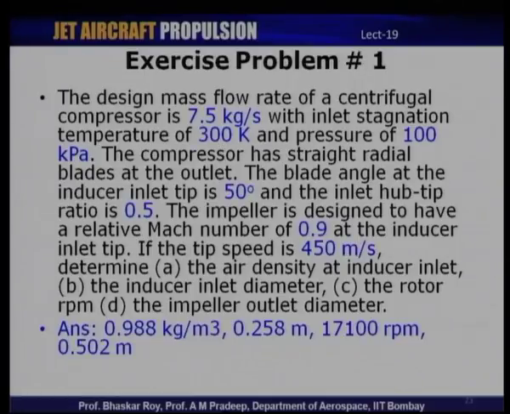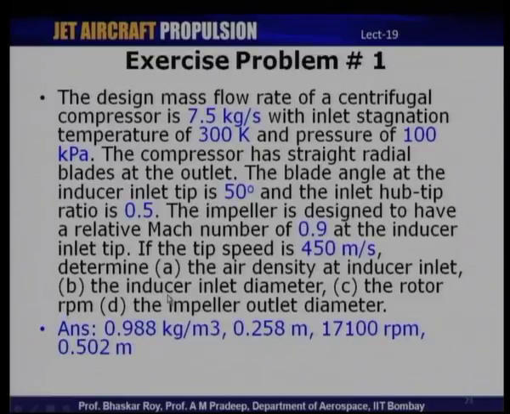The compressor has straight radial blades at the outlet. The blade angle at the inducer inlet tip is 50 degrees and the hub to tip ratio is 0.5. The impeller is designed to have a relative Mach number of 0.9 at the inducer inlet tip. If the tip speed is 450 meters per second, determine the air density at the inducer inlet, the inducer inlet diameter, the rotor RPM and the impeller outlet diameter.